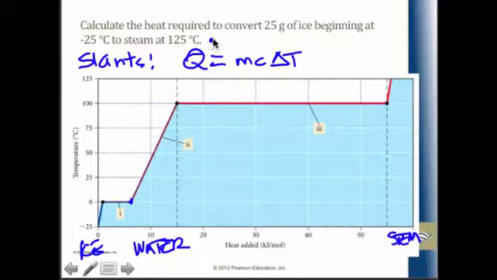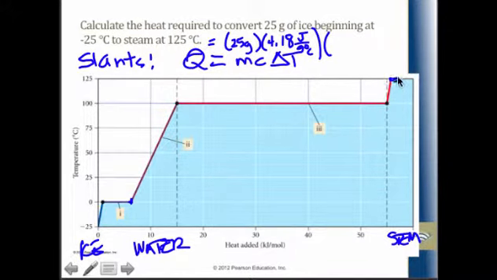So our calculation for this, I'm going to write it above so I have some space for other things, is 25 grams is my mass. Do you remember the specific heat of water? It's 4.18 joules per gram degree C. And what's my temperature change? I'm going from minus 25 to 125. That's 150 degree temperature ramp.